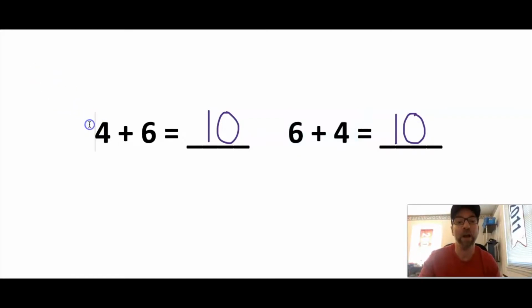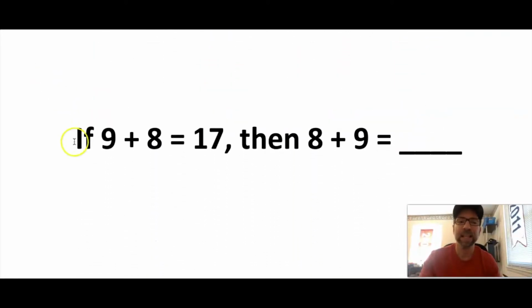Now, here's another little warm-up. If 9 plus 8 equals 17, then 8 plus 9 equals... Oh, this one has to do with our turnaround facts. If 9 plus 8 is 17, then 8 plus 9 must also be 17. So even knowing your turnaround facts, you learn a lot more of our math problems to solve.